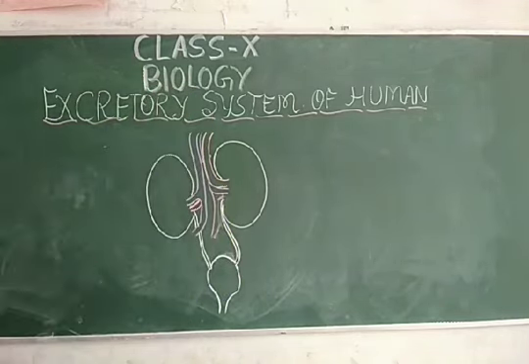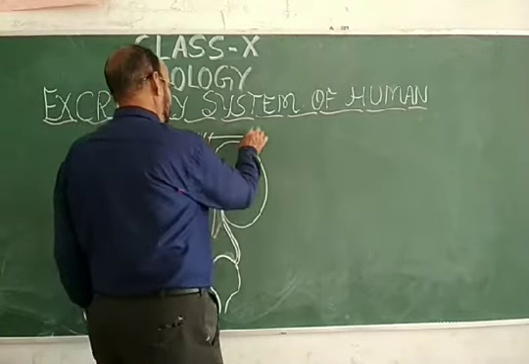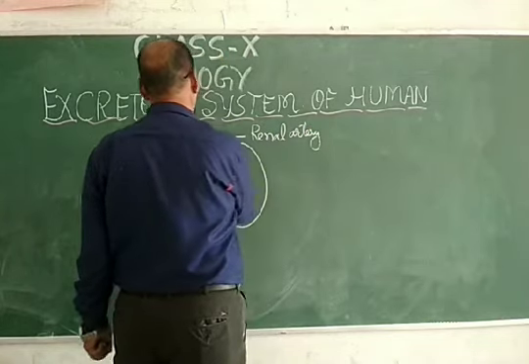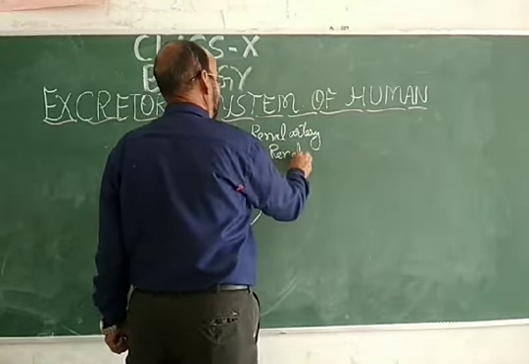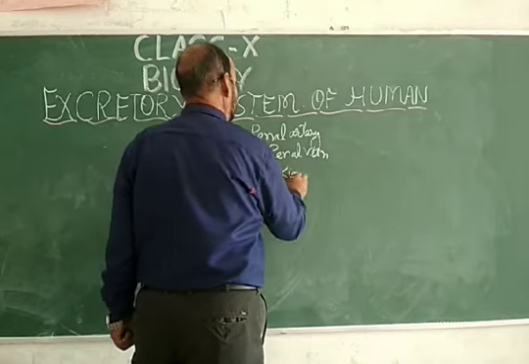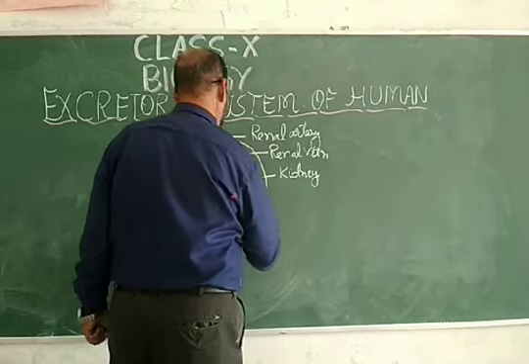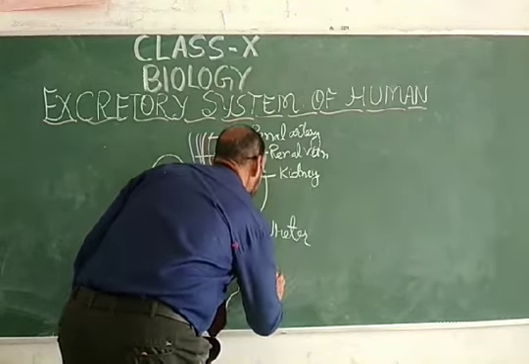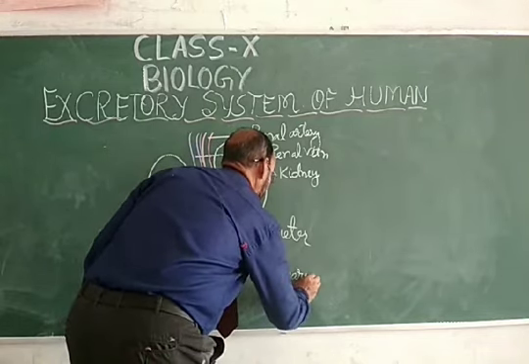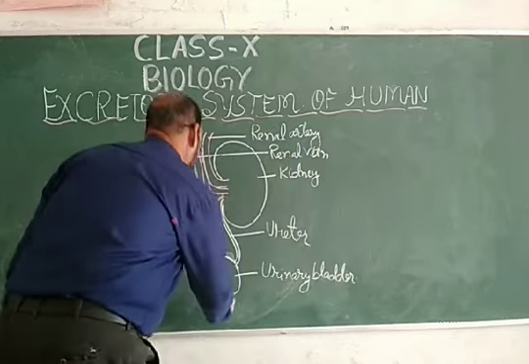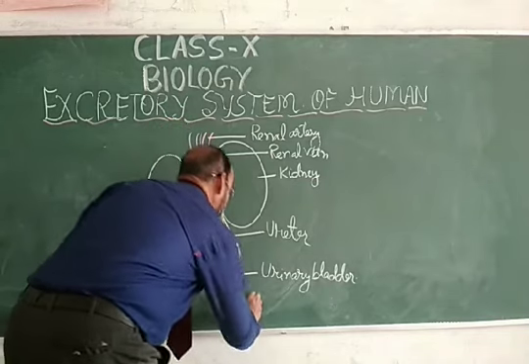Dear students, this is the complete structure of the excretory system of human, which has the renal artery, renal vein, kidney, ureter, and urinary bladder. This is the urethra.